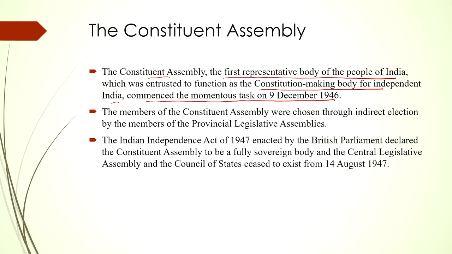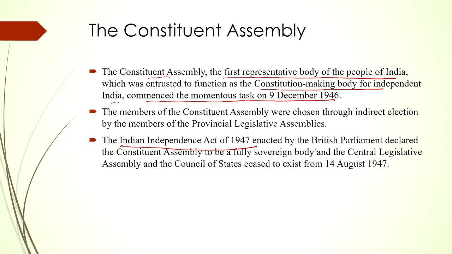The members of the Constituent Assembly were chosen through indirect elections by the members of the provincial legislative assemblies. Here it is important to note that those members of the Constituent Assembly were indirectly elected by the members of the provincial assemblies. And it is also important to recall that those members of the provincial assemblies were directly elected by the people of India. Thus, one can say that the Constituent Assembly was, though in a limited sense, a representative body of the will of the people, and those representations were indirectly through the provincial assemblies, where the members were directly elected by the common people.